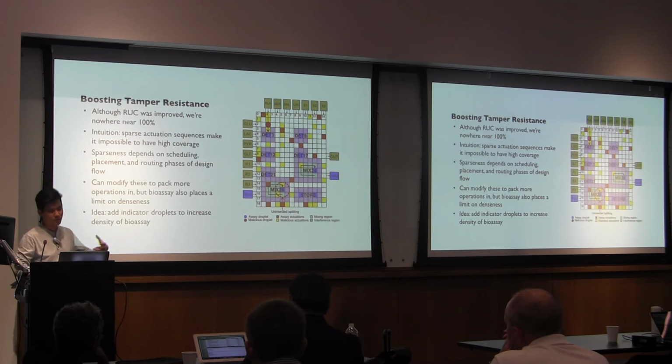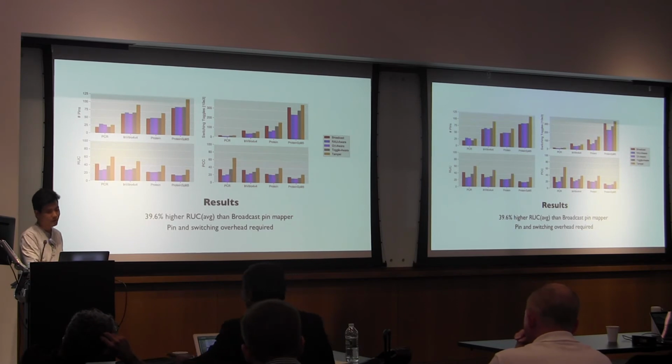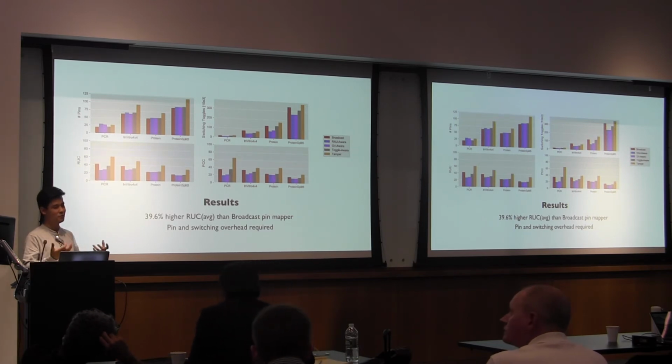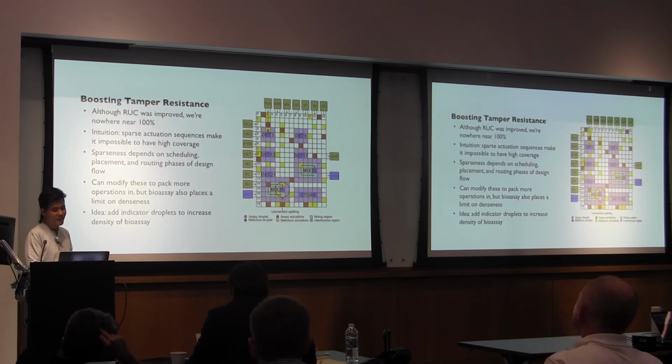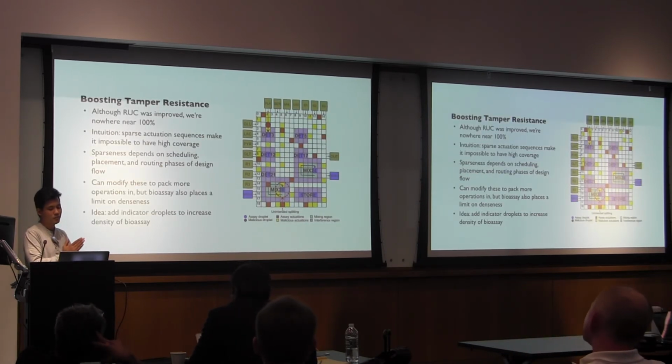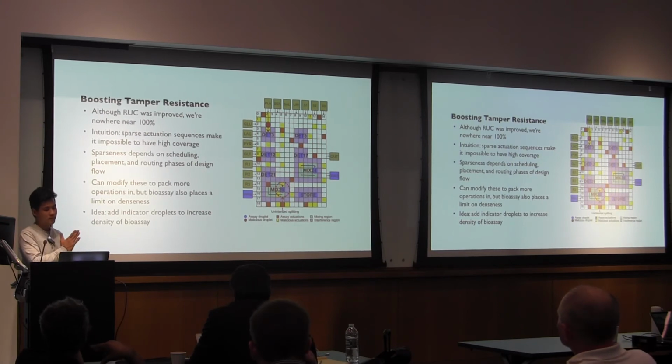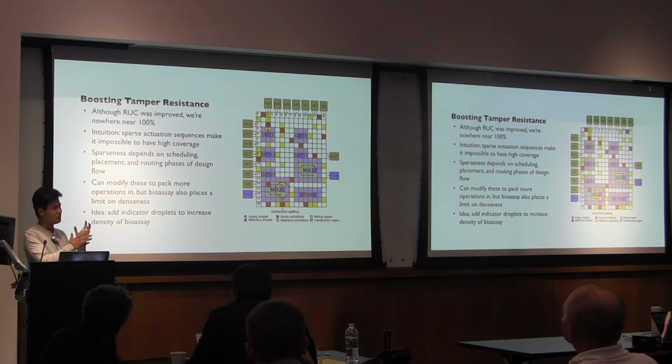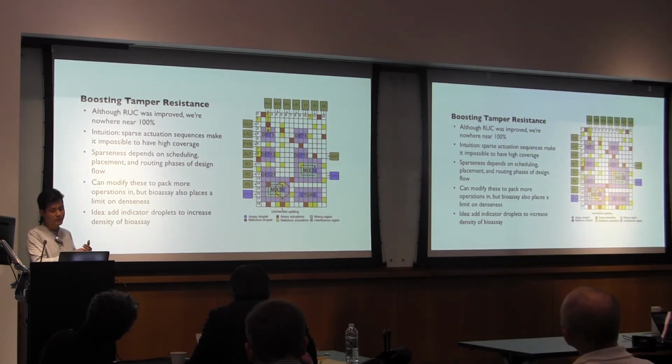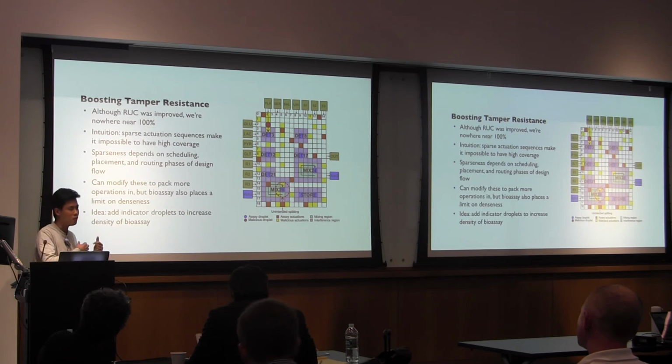So we can actually go a step further than that. You may be wondering, okay, great, you increased the redundant unit coverage. It looks like it's about 60%, but what good does that do for me, right? Why isn't it 100%? The reason is that sparse actuation sequences make it impossible to have high coverage. And the sparseness depends a lot on how you've scheduled your actuation sequence, and on the placement and routing phases. You could change these 3 phases, but you can also try to pack more operations, more droplets in there to make it more dense, less sparse.